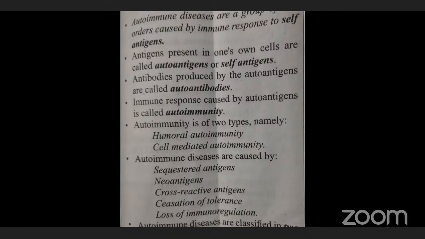Accordingly, the autoimmune diseases are classified into three types based on the affection: hemolytic diseases, organ-specific diseases, and systemic diseases. For example, hemolytic diseases: hemo means blood related. So in hemolytic diseases, blood cells such as RBC, leukocytes, platelets, etc. are lysed. Clear? RBC, leukocytes, platelets will be lysed, damaged by the autoantigens.